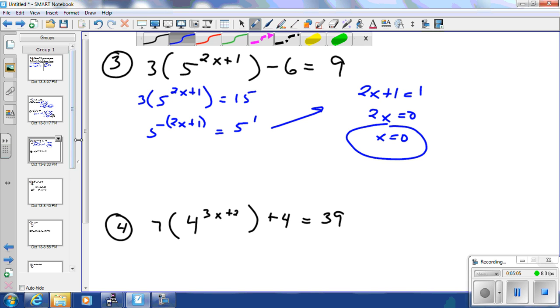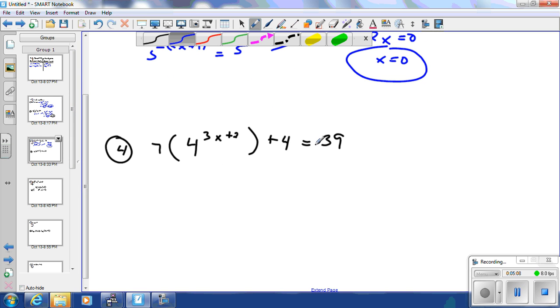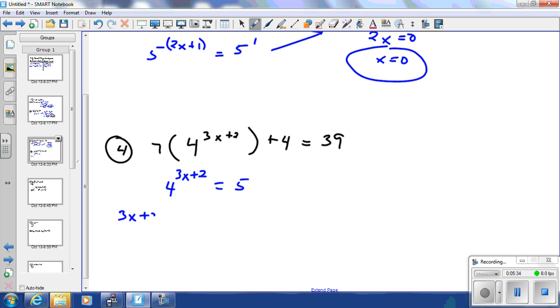Okay, we got a similar problem down here. I'm going to subtract 4. When I do that, that's going to give me 35. And I'm going to divide by 7. So I'm going to get 4 to the power of 3x plus 2, and that is going to equal, what did we say? 35 divided by 7 is 5. So I have 4 to the 3x plus 2 equals 5. I can do the logarithm thing. I'm going to skip a step here. That's going to be 3x plus 2 will eventually be brought out in front times the log base 10 of 4 equals the log base 10 of 5.